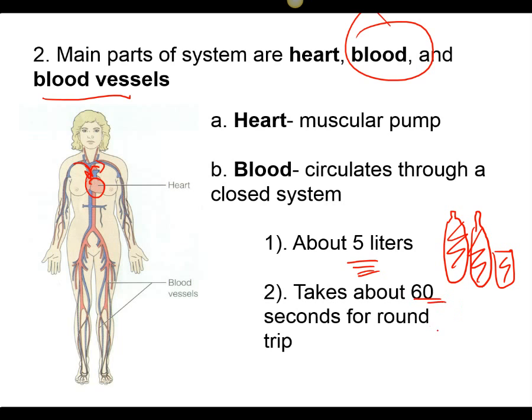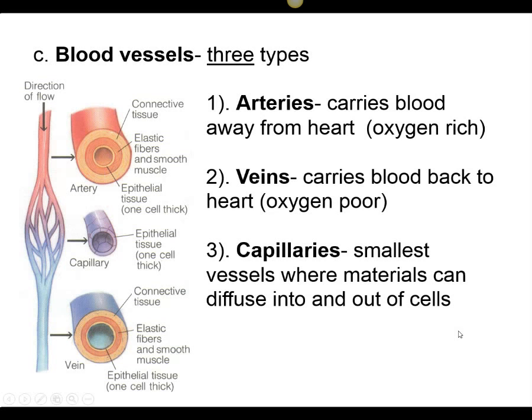It takes about 60 seconds for a round trip. 1 minute for your blood to start at the heart, go all the way through your body, and come back, okay? So how many beats per minute tells you how many beats it takes the heart to travel one thing all the way throughout your body. That's your heart rate.